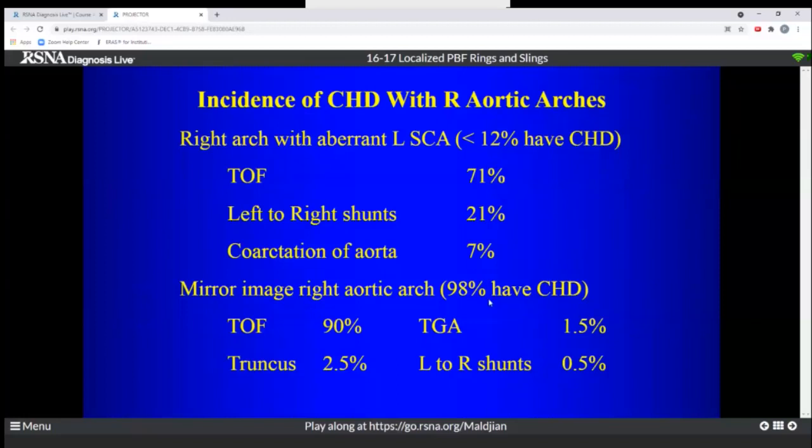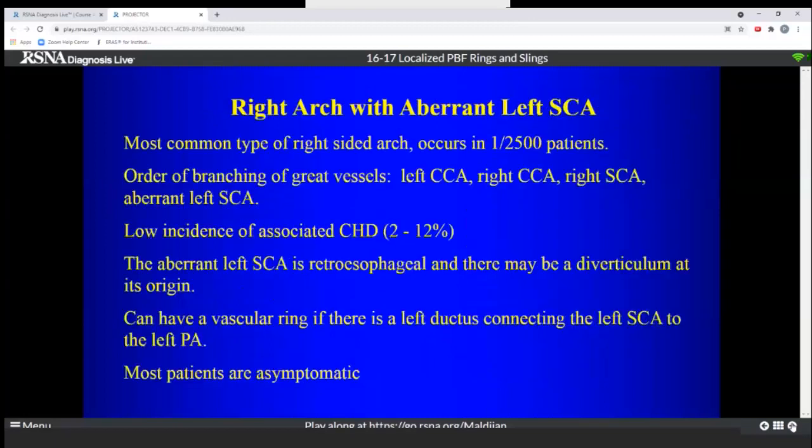So with mirror image right aortic arch, 98% of those patients, especially as children and infants, will usually have congenital heart disease. But when you have right aortic arch with aberrant left subclavian, for the most part, if you encounter this in an adult, there usually is no associated congenital heart disease. So a right arch with an aberrant left subclavian is usually an incidental finding in an adult. On the other hand, the mirror image arch you would be more concerned about. So the right aortic arch with an aberrant left subclavian, that's the most common type.